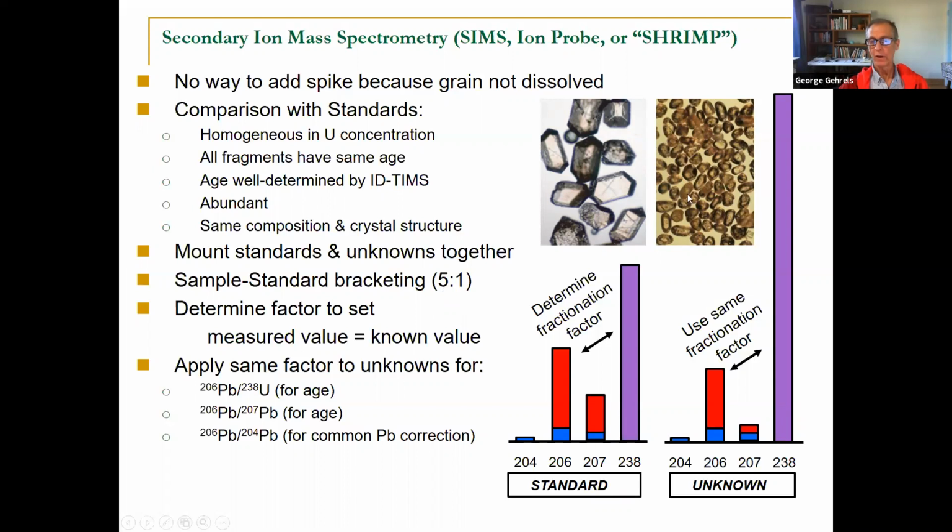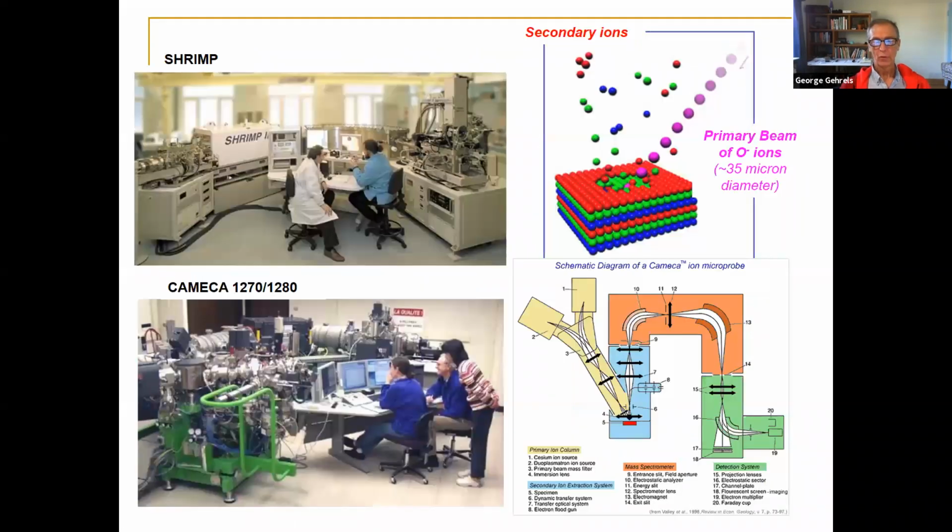We usually do 5 unknown crystals. So 5 of these, 1 of those, 5 of these, 1 of those. Takes a little bit of extra time, but that's how we do the calibration. This allows us to get ages that are maybe 1% or 2%. There's no way we can get to 0.1% doing it this way. If you ever get a chance to go to an ion probe lab, you should take the advantage to do that. They are super cool instruments.